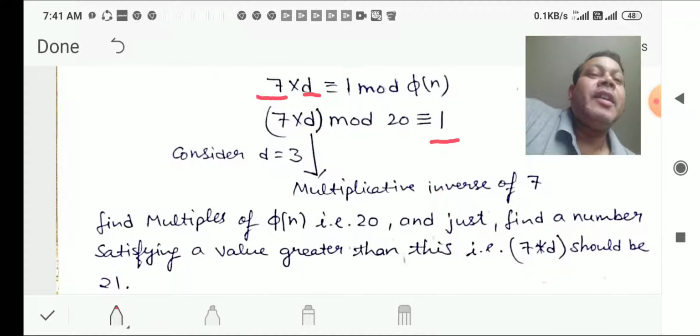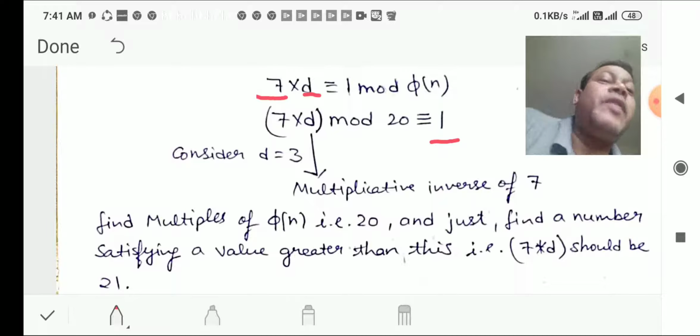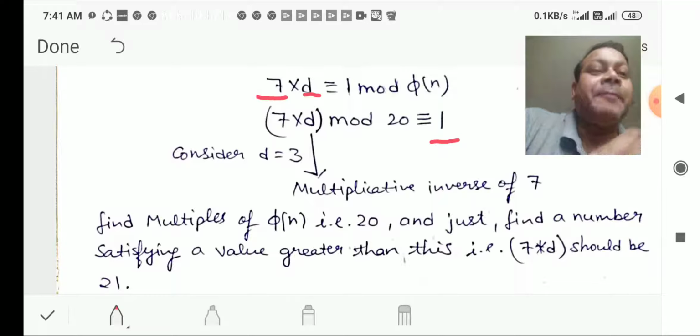So next we are going to take the value of D as 3. So 7 into 3, that is 21. So 21 mod 20, the remainder is going to be 1. So this is going to satisfy. That's why we took the value of D to be 3 in this case. Fine.